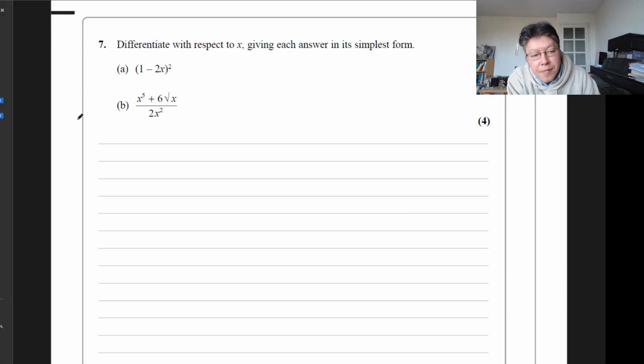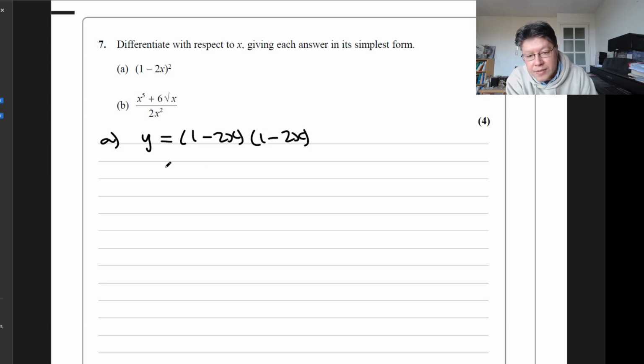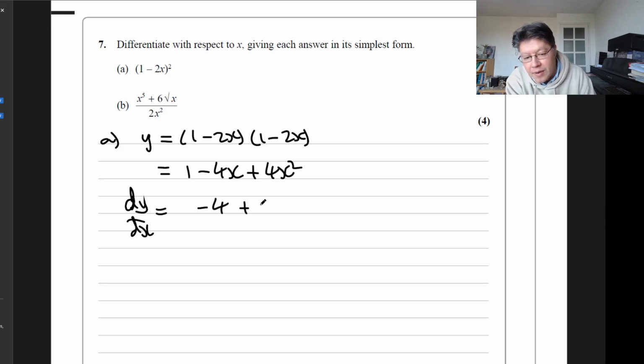Okay, so part A, we'll begin by writing y equals, and we'll just write it as a double bracket first. So 1 minus 2x, 1 minus 2x. And then we'll expand this, so that equals 1 minus 4x plus 4x squared. And now we're ready to differentiate. So therefore dy dx equals, so the 1 disappears, and we get a minus 4 and plus 8x. So that's part A.